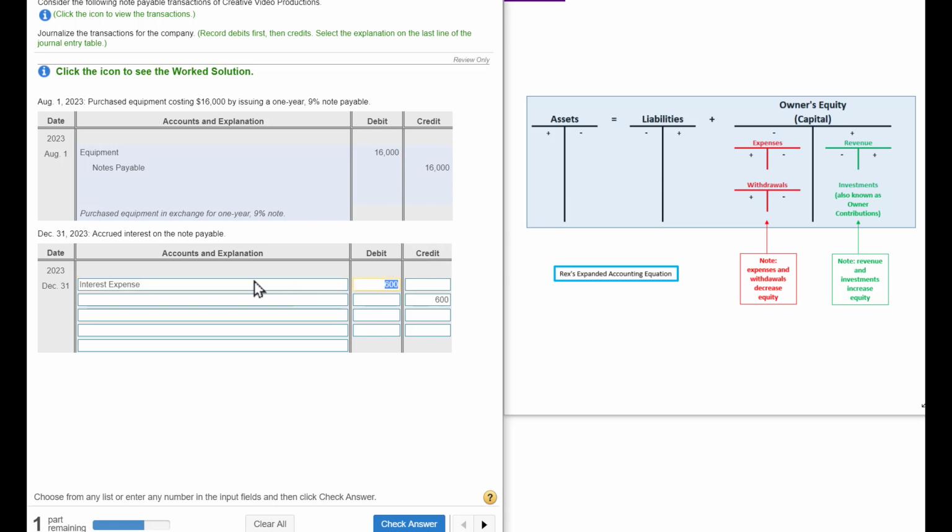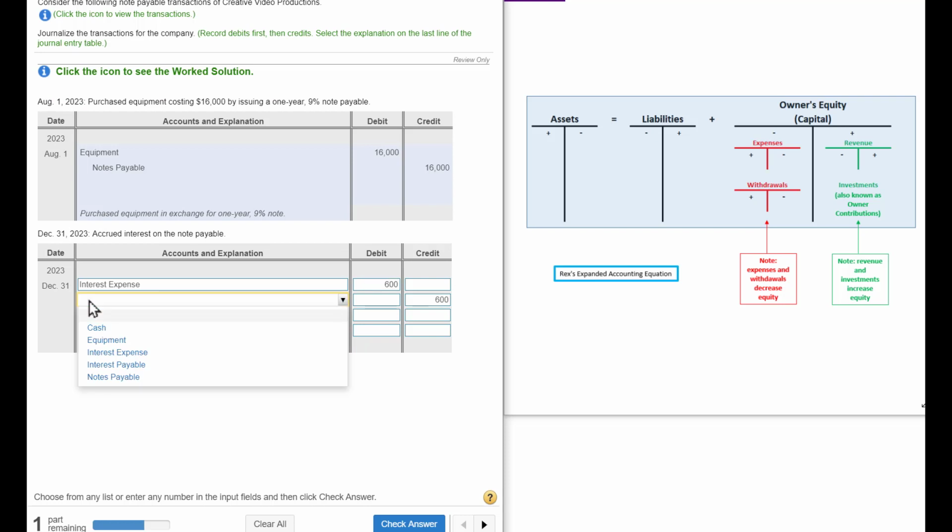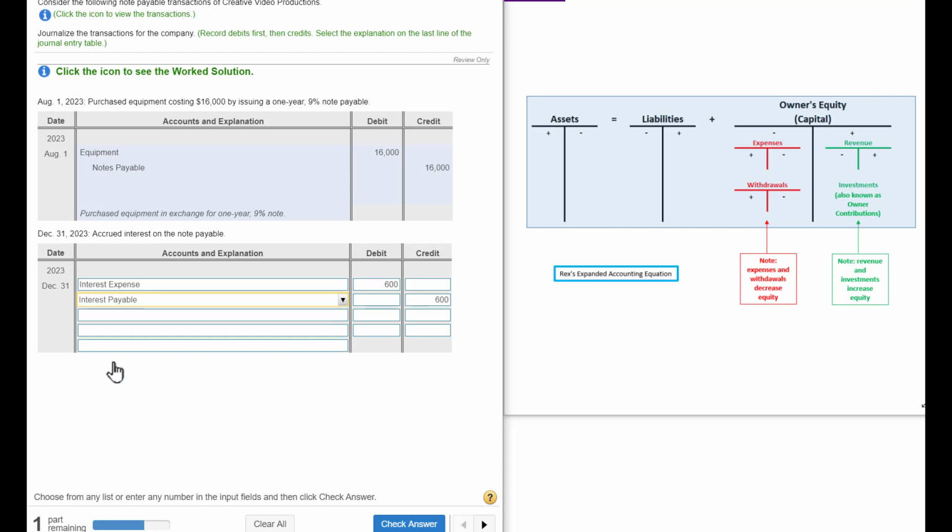Now remember, we're not paying the note payable, we're not paying the interest on the note payable until a year later. A year, I should say, from August 1st. So at the end of December, we're not paying any interest, so we just have to increase interest payable. And why am I crediting interest payable? Because it's a liability. We owe more, therefore it's increasing, therefore that's a credit. Accrued interest expense at the year end. So this is just an adjusting entry that the accountant would do. Most bookkeepers would not do this type of journal entry.